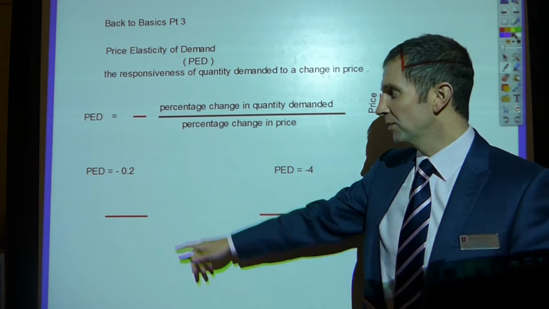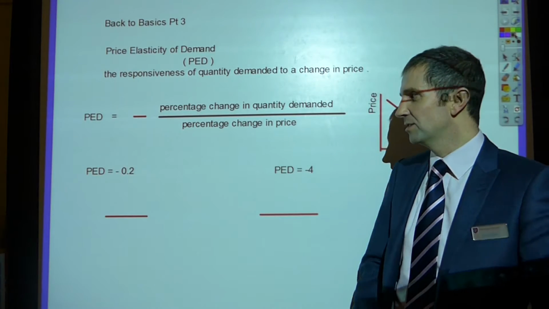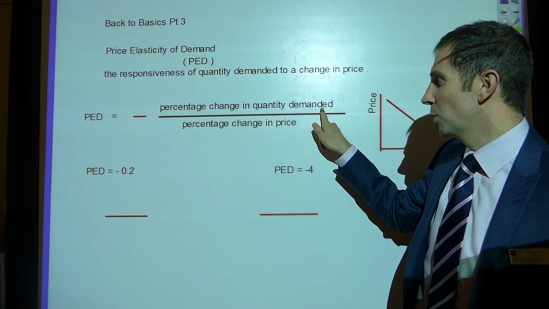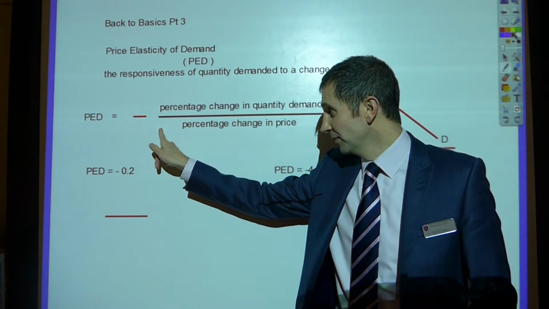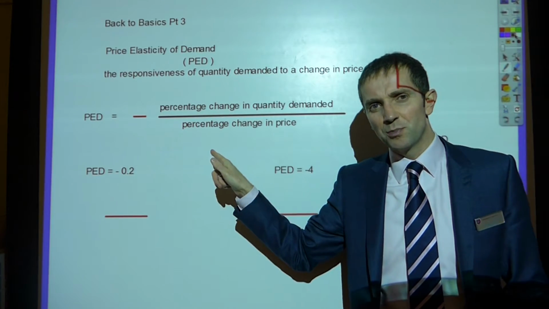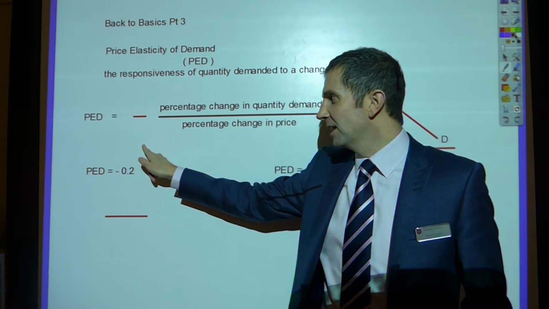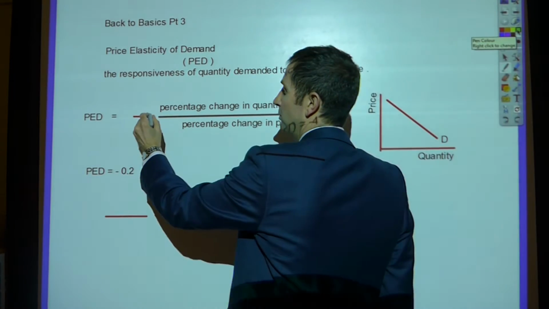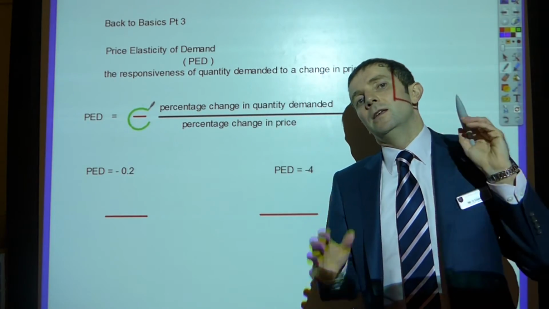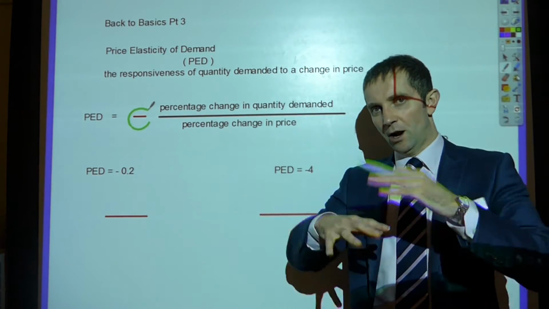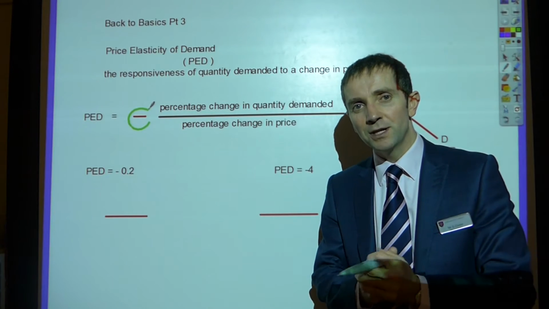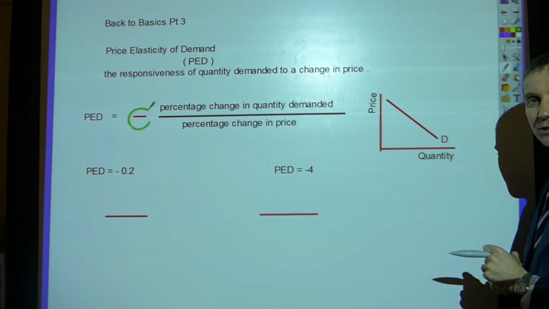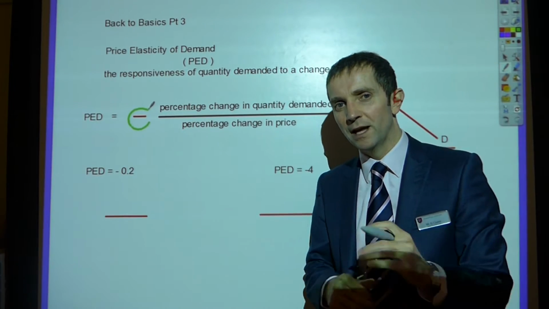And you'll all be familiar with the PED equation: price elasticity of demand is equal to minus percentage change in quantity demanded divided by the percentage change in price. Now I've indicated the minus sign in red there, ladies and gentlemen, because for pretty much most goods the price elasticity of demand outcome is always negative. And the reason for that, of course, is because of the shape of the demand curve. The demand curve slopes downwards from left to right.